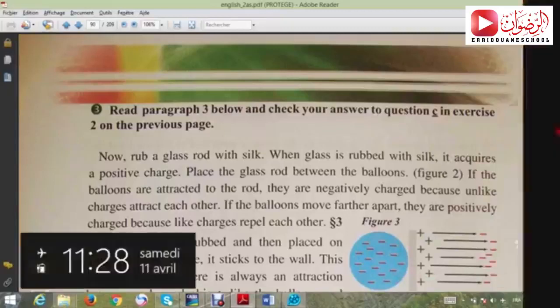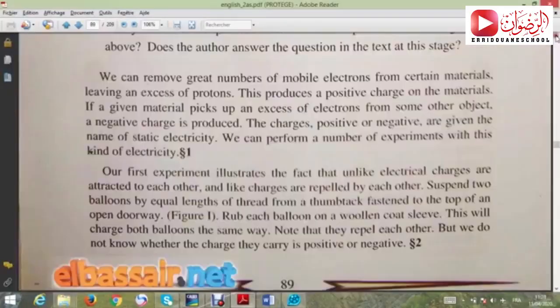All right, figure 1. Here, rub each balloon on a woolen coat sleeve. It means a woolen coat, something you wear especially in winter, a clothes sleeve. This will charge both balloons the same way. Note that they repel each other, for example, because they take the same charge, either positive or negative.